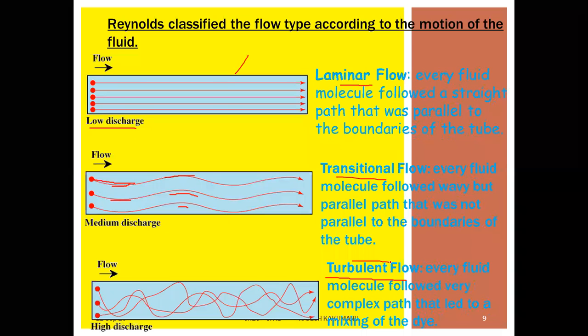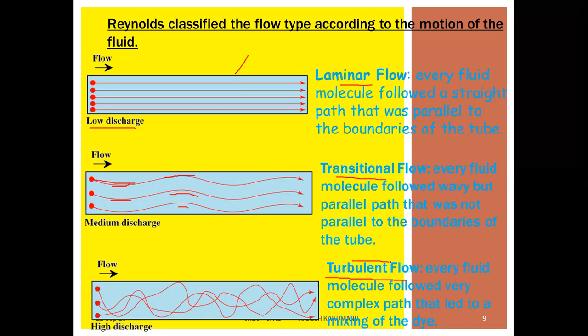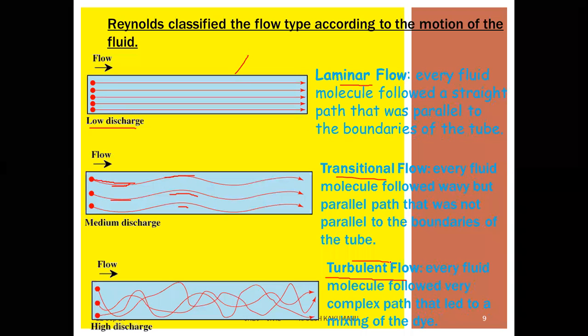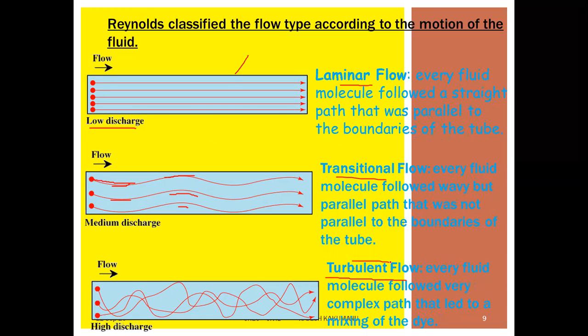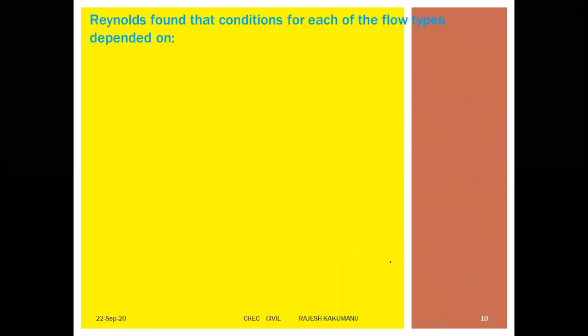Whenever the dye is going in a zigzag way, wavy nature, we are calling them as a transition flow. Whenever the flow with a high discharge is flowing in different directions, different rotational directions, we are calling them as a turbulent flow. So అర్థమైంది కదా, what is a laminar, transitional and turbulent flows.